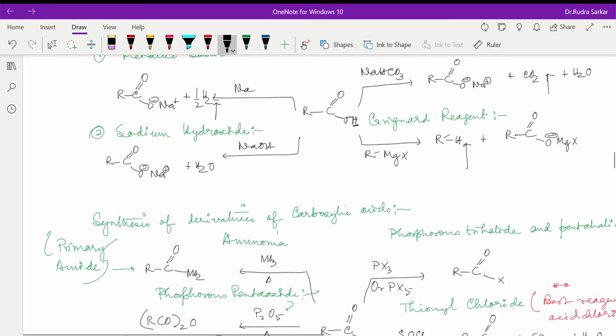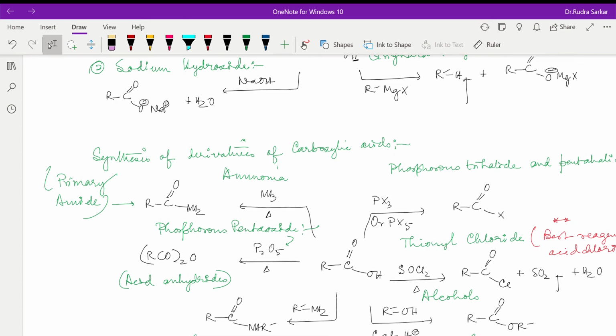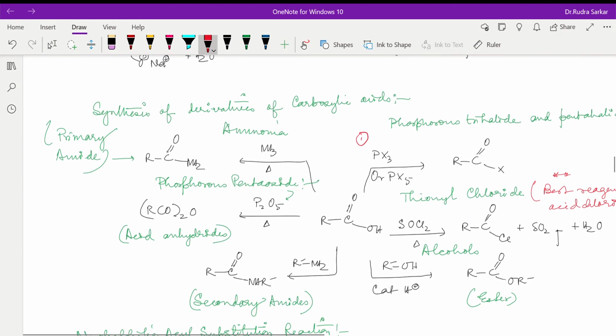Next, derivatives of carboxylic acids, which are obviously acid chlorides, esters, and amides, can be synthesized. Now, I'll give it in order. Suppose this is reaction 1. All we can say is that PX3 or PX5, which is a phosphorus trihalide or a phosphorus pentahalide, can be used to convert it into an acid chloride. Even thionyl chloride, SOCl2, can be used to make RCOCl.